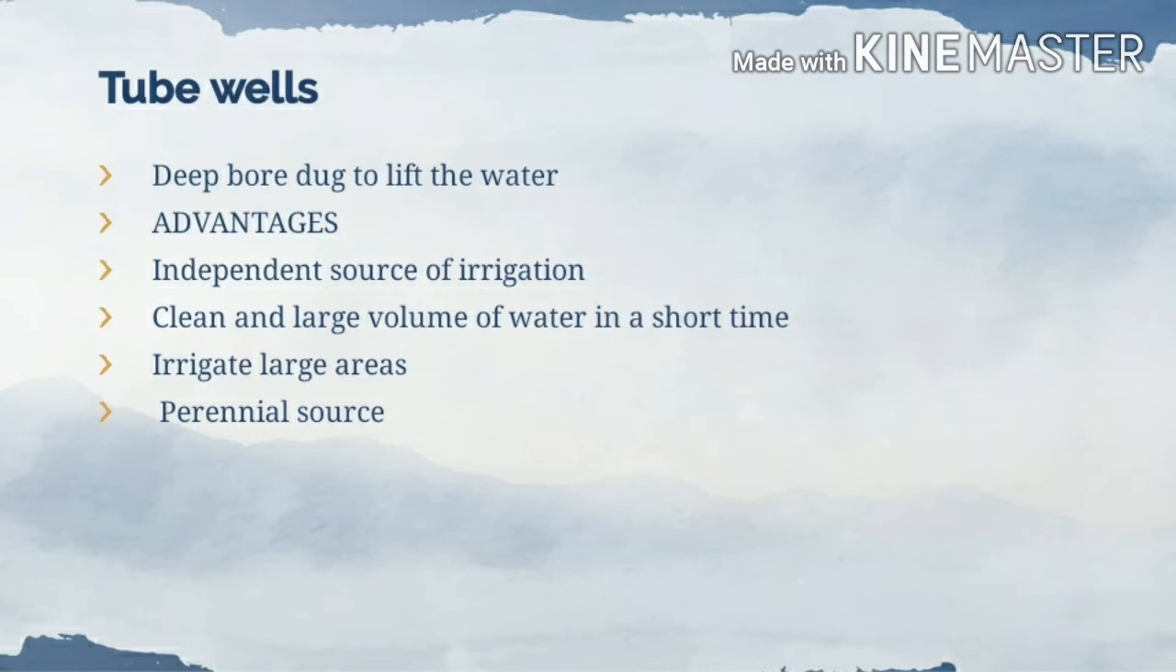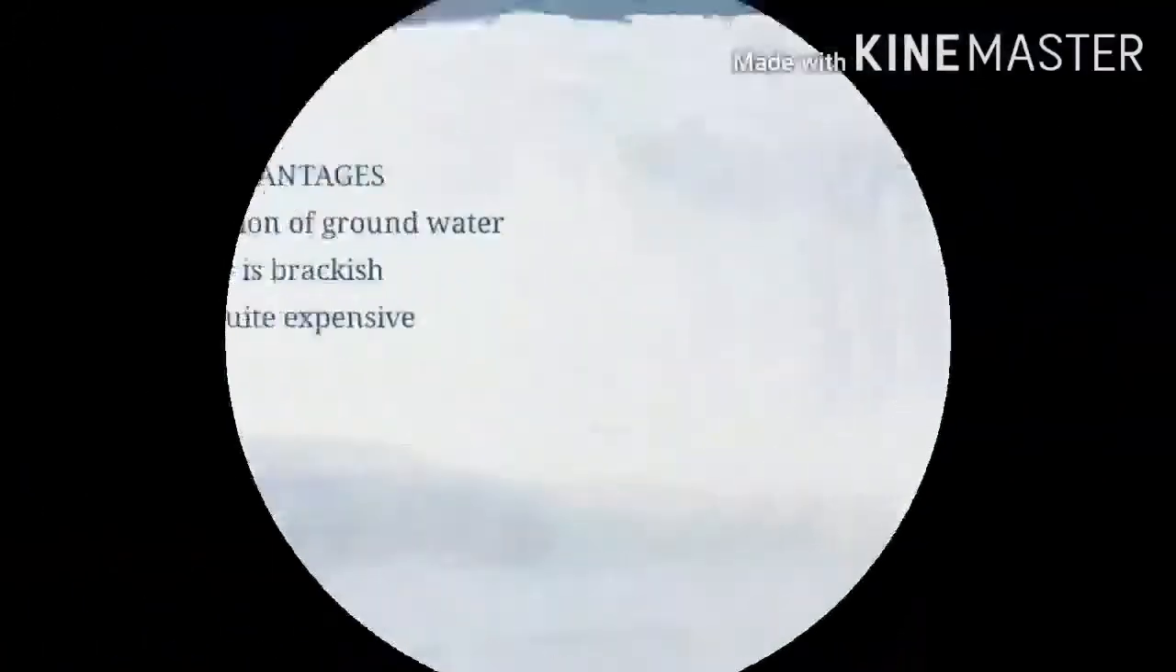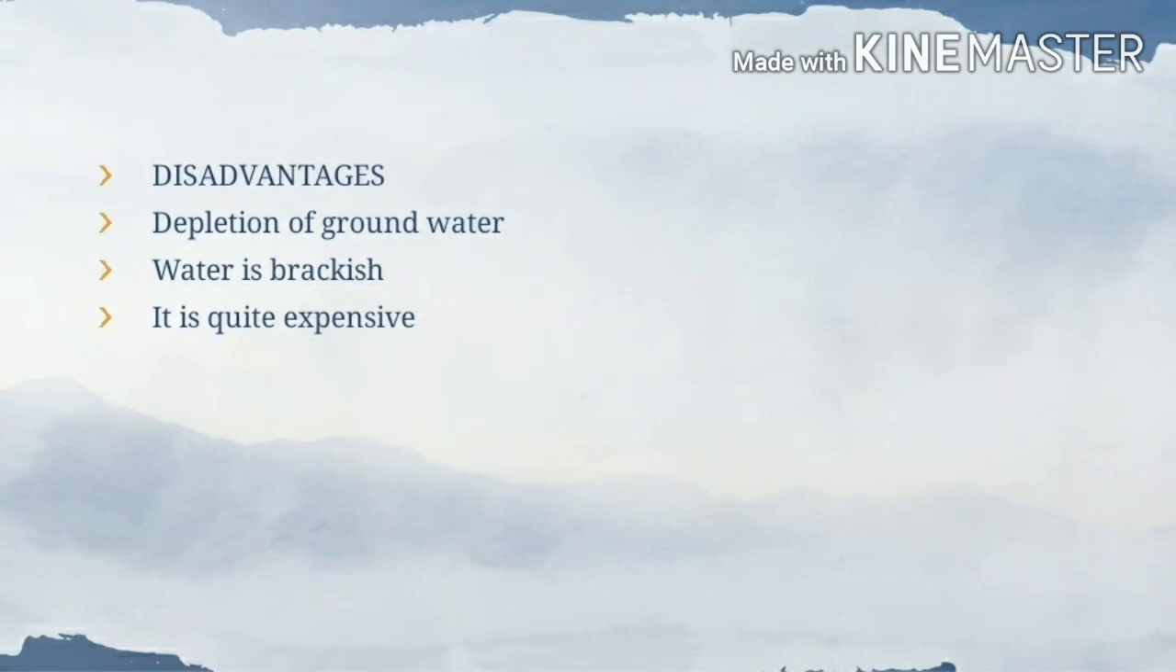Then it is perennial, meaning a perennial source. That means the water never finishes. It's continuously coming, and it's being provided throughout the year. Since it is drilled from the permanent water table, lots of water can be provided throughout the year. Now we will talk about the disadvantages of the tube well.